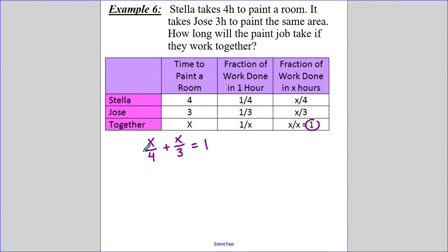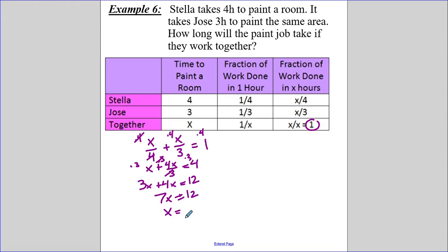So I'm going to multiply by 4 everywhere. 4 and 4 cancel out. X plus 4x over 3 is equal to 4. I'm going to multiply by 3 everywhere. And I can see the 3's cancel. So 3x plus 4x is equal to 12. 3x and 4x make 7x is equal to 12. And then I can see that x is equal to 12 over 7.